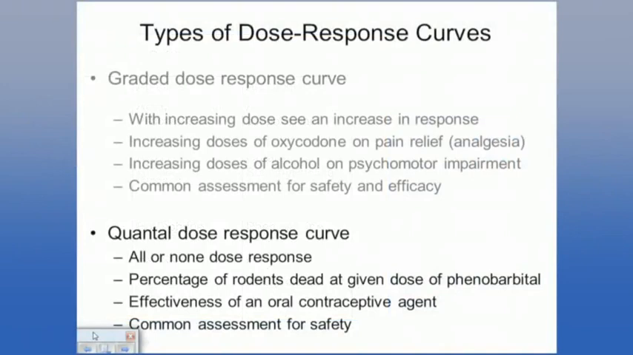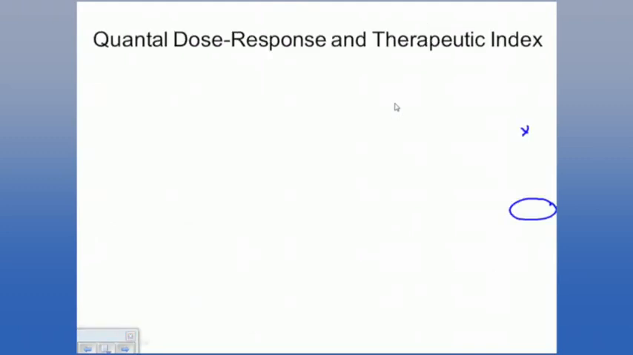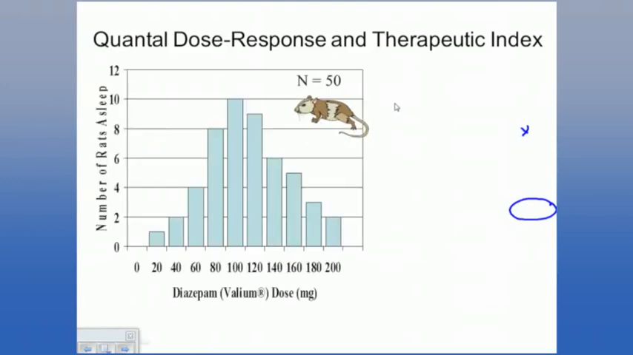So now let's return to what we mentioned previously, quantal dose-response curves. And to remind you, these are all or none dose-response curves. And typically the way we look at these is from a percentage perspective. So the example given here is percentage of rodents dead at a given dose of a drug called phenobarbital, which is a CNS depressant.